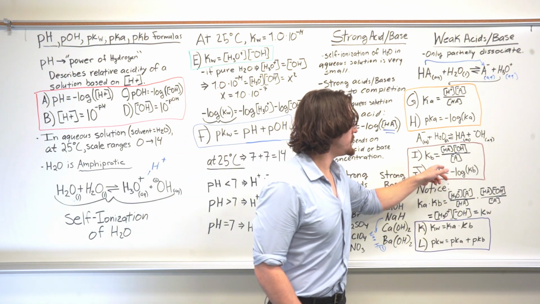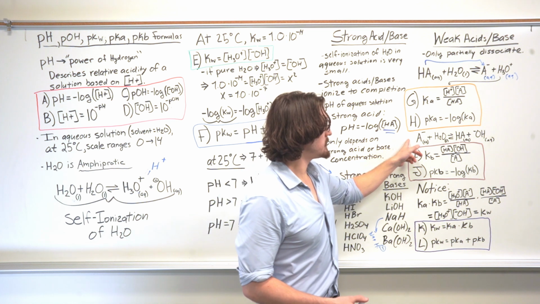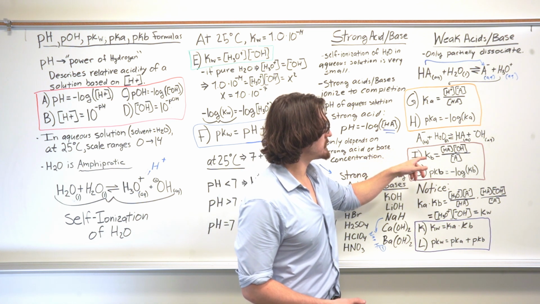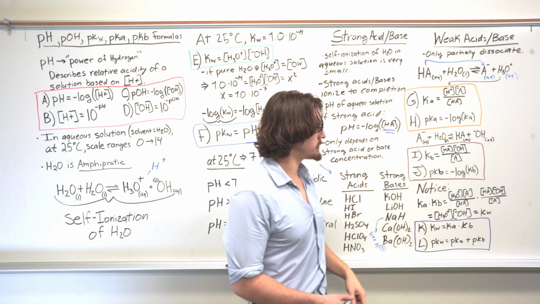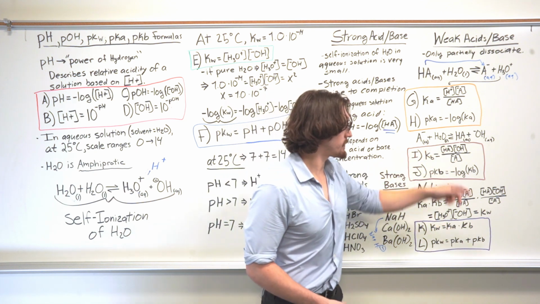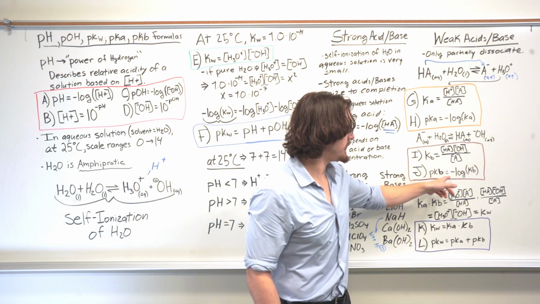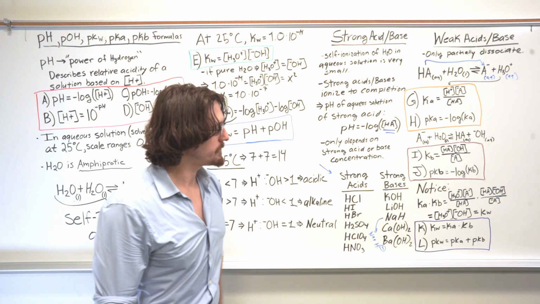And again, Kb is usually really small, because this base is weak, so it doesn't really want to react very strongly. There's going to be much more initial starting reactant than there is product formed at equilibrium, okay? And the pKb is again given by the negative log of the Kb.